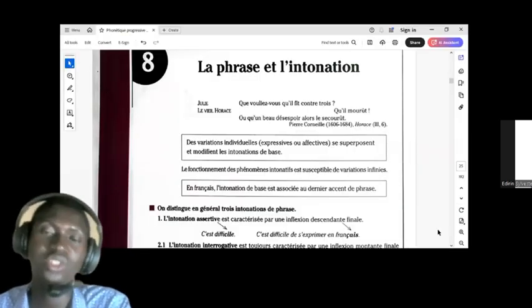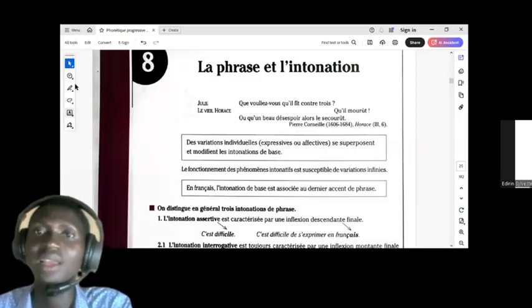Now, we are looking at what we call la phrase et l'intonation. La phrase et l'intonation. Now, what do we mean by la phrase et l'intonation? Why is this so very much important? La phrase et l'intonation. For a start, what is l'intonation? What do we mean by l'intonation?